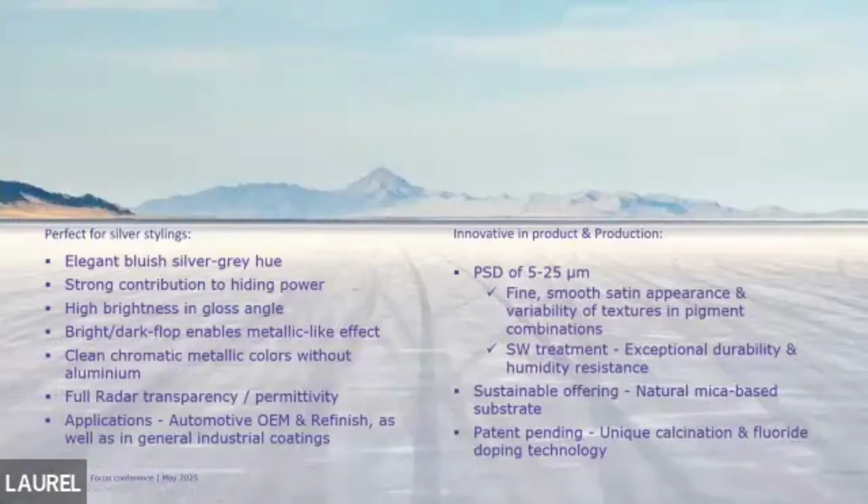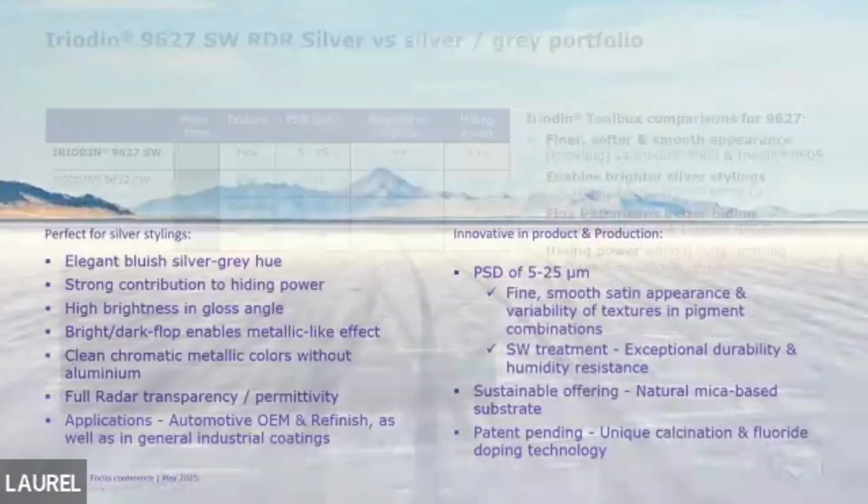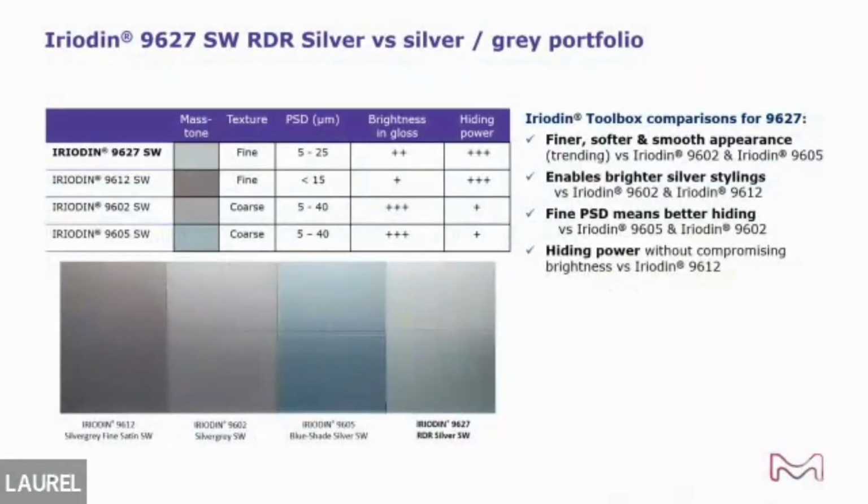One thing I want to mention is that it's a very sustainable product. It's based on natural mica, so it doesn't use as much energy as synthetic mica. That's part of our sustainability campaign. It is also a patented technology. The drying process is a fluorine-doped process. I don't know the detail because I'm not in R&D, but it's patented technology. With that, let's take a look at our family.